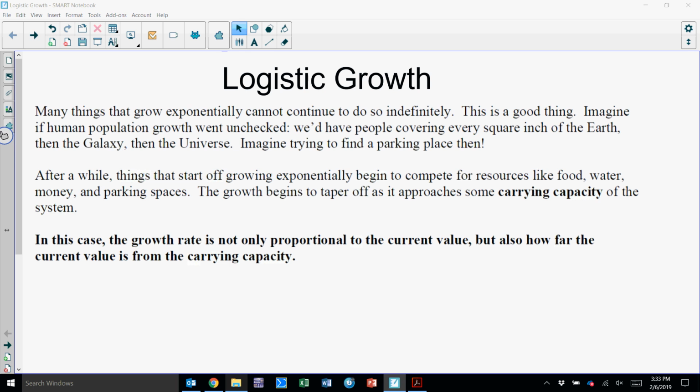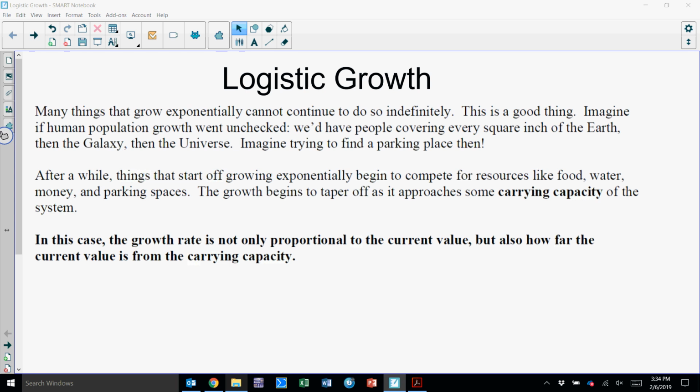Okay, this is going to be our lesson on logistic growth. I think your notes say partial fractions, but we've already done that, so we're just going to do the logistic growth part of this. We've talked about this in pre-calculus, and we just need to talk about the calculus way to discuss logistic growth.